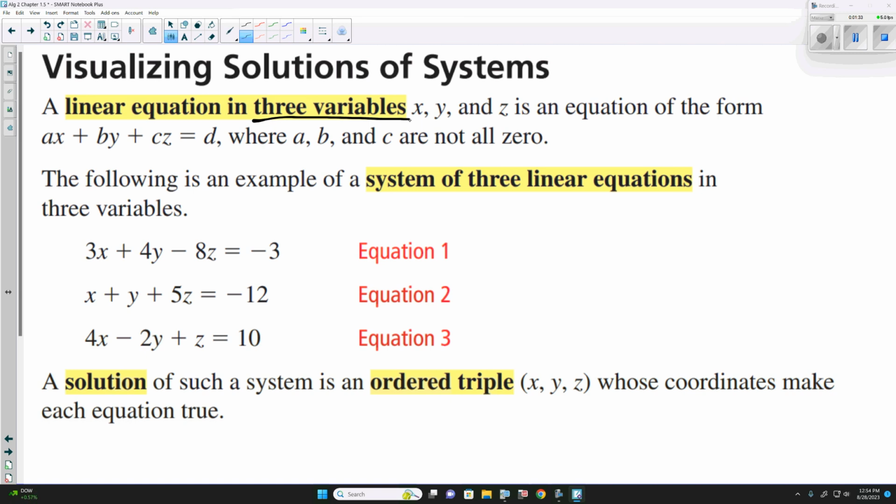Now, this here is an example of a 3-variable system of equations. And if there is a solution, a single point, it's going to be written as an ordered triplet here, x, y, z, whose coordinates are true for each of the equations. So if we plug those values back into each equation, we would get a true statement, and it would work for all 3.